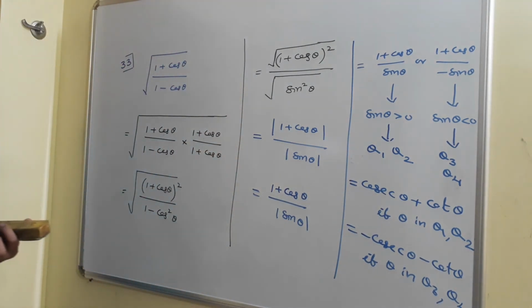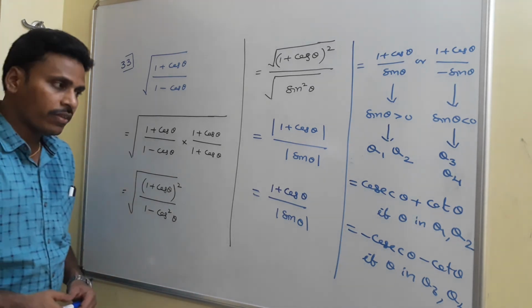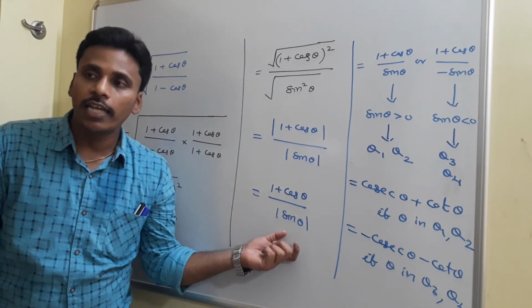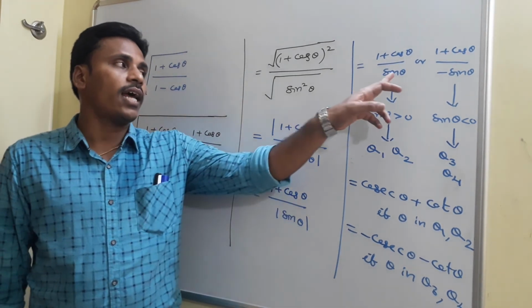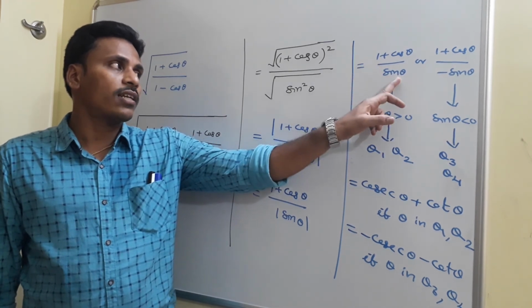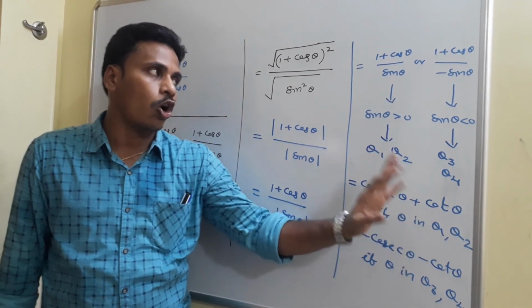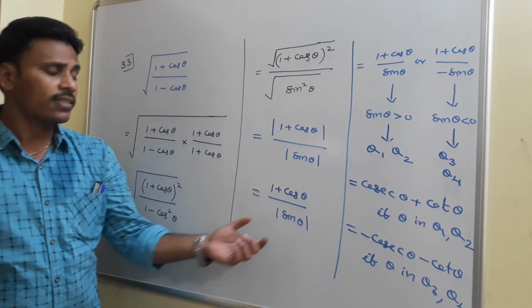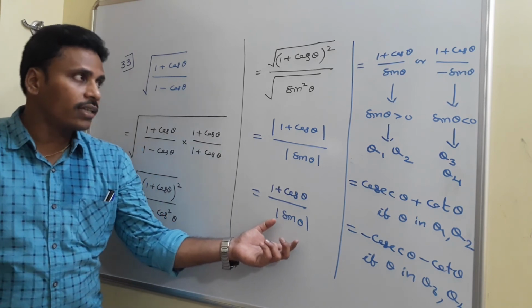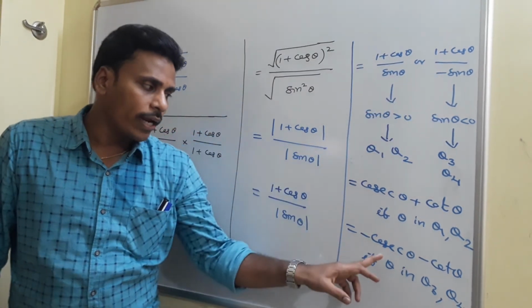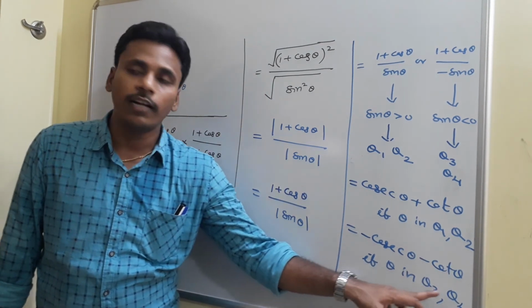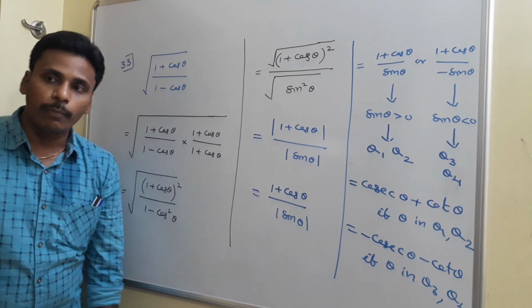Have a look at this. The simplified value depends on the position of theta. If theta is in either the first quadrant or second quadrant, sin theta is positive and modulus of sin theta is sin theta. So 1 plus cos theta by sin theta is cosecant theta plus cot theta. Whereas if sin theta is negative, then mod sin theta is minus sin theta. You get it as minus cosecant theta minus cot theta, and theta is in the third and fourth quadrants. Have a look at this, the complete simplification.